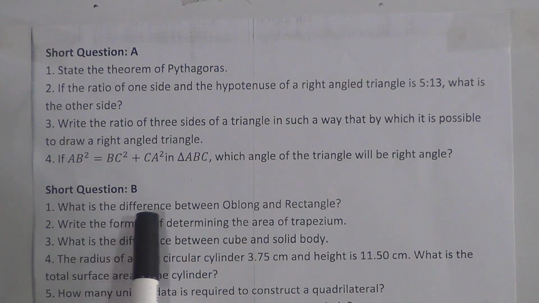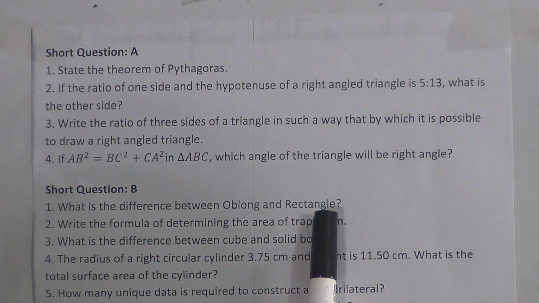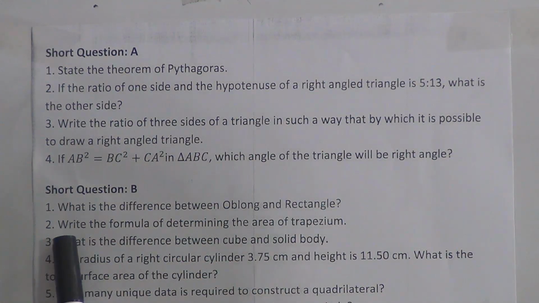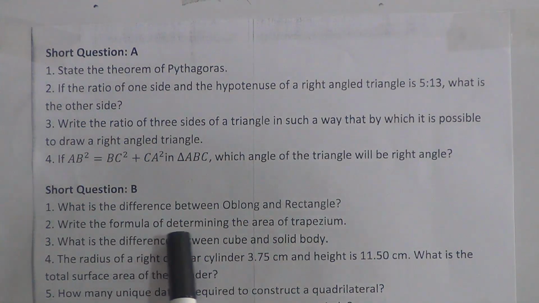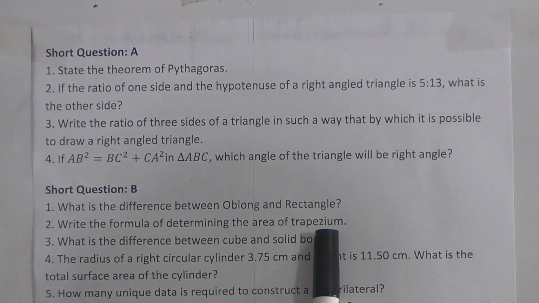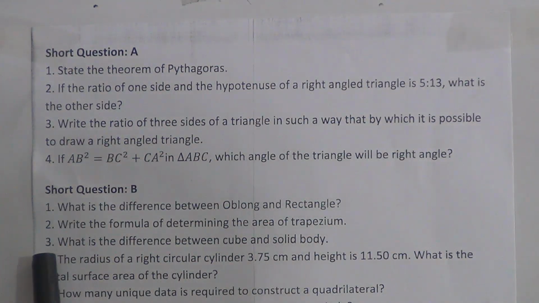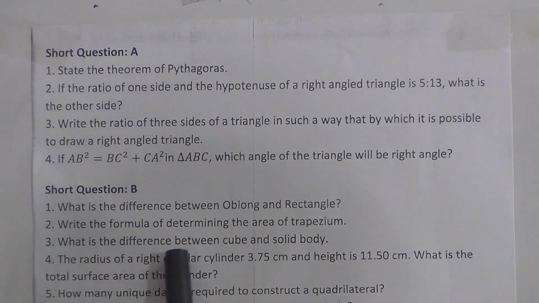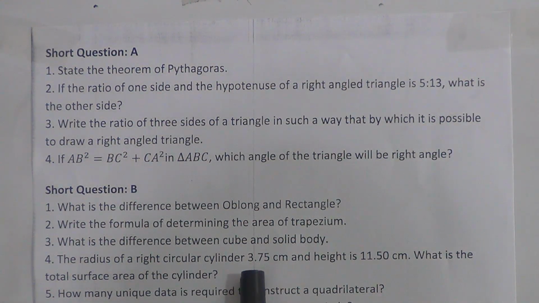Now short question B. First question, what is the difference between oblong and rectangle? Question 2. Write the formula of determining the area of trapezium. Question 3. What is the difference between cube and solid body? Question 4. The radius of a right circular cylinder is 3.75 centimeter and height is 11.50 centimeter. What is the total surface area of the cylinder?